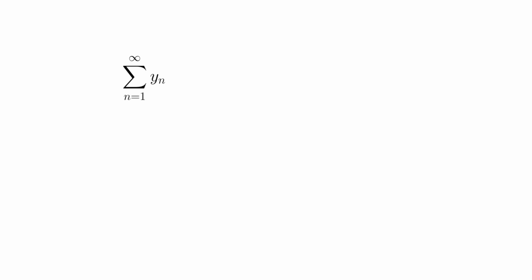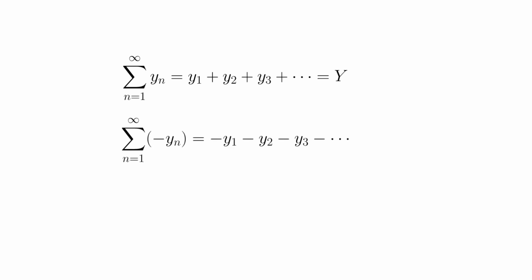Observe that the infinite series of y sub n is just equal to y sub 1 plus y sub 2 and so on until infinity, which we can write as y. From this, the infinite series of negative y sub n is just equal to negative y sub 1 minus y sub 2 and so on until infinity. Factor out negative 1 from each term, and this sum is just equal to negative y.